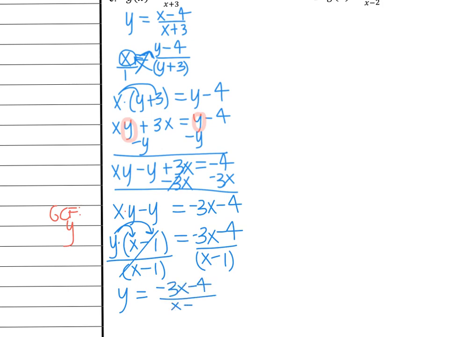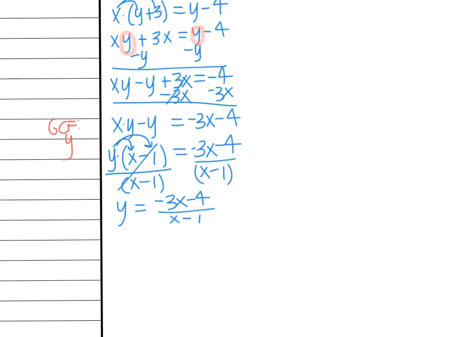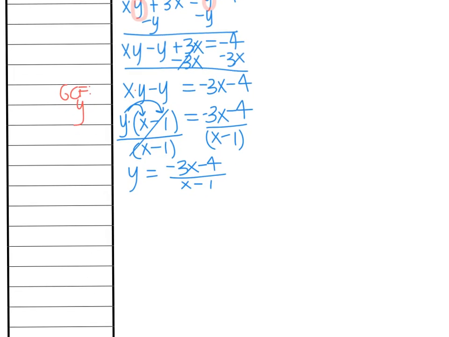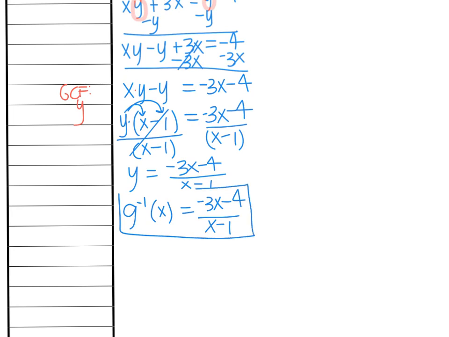x minus 1. So that's one way that you can write the inverse, and I'll just rewrite it again as f negative 1. Is it f prime? Hang on, let me see. No, this was g. So it is g to the negative 1, or inverse, x equals negative 3x minus 4 all over x minus 1. So there's one way to write our answer.